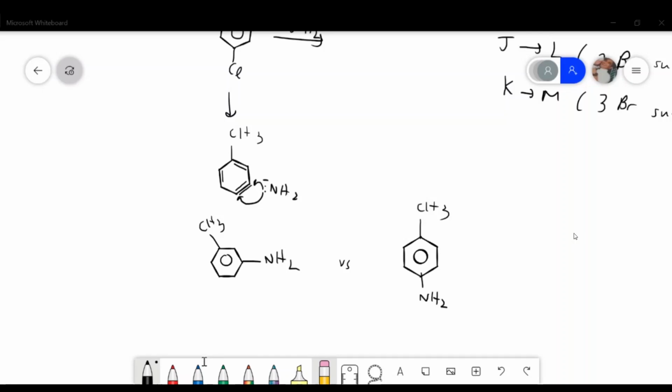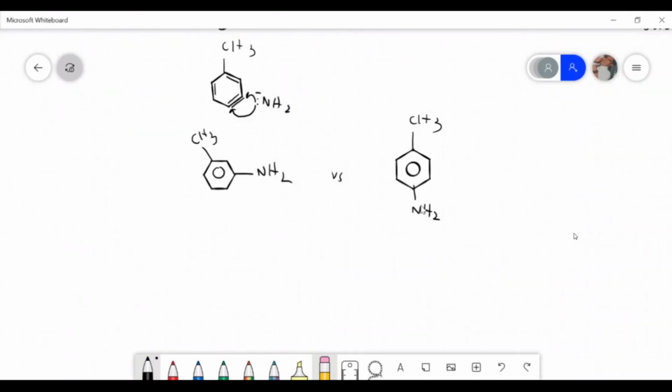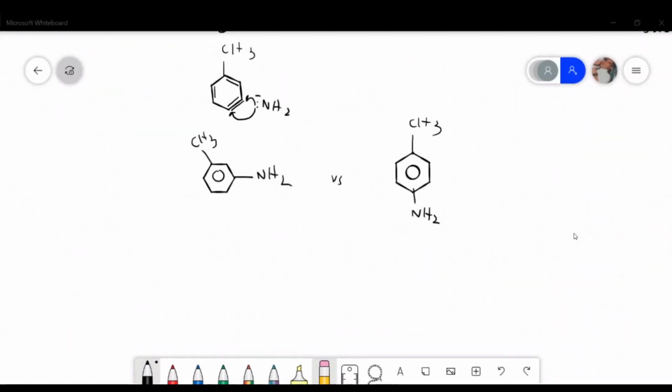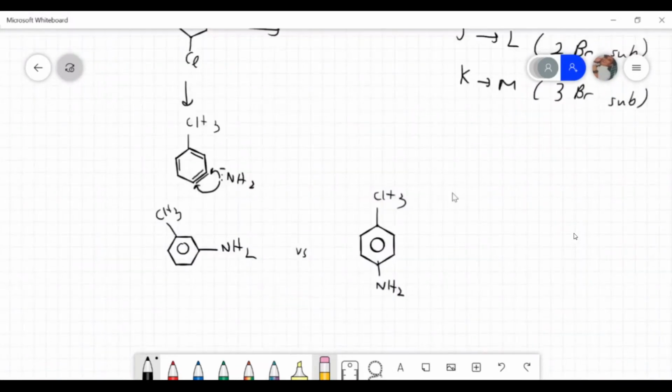Do you guys get why there's 2 possible products? And do you manage to get those 2 products, with your NH2 at those 2 positions? I just need to check you got those 2 positions. Okay, that's good. Now, once we get these 2, we assign our J and K to them. We don't know which one's J or which one's K. We only know that one of these is J and the other one is K.